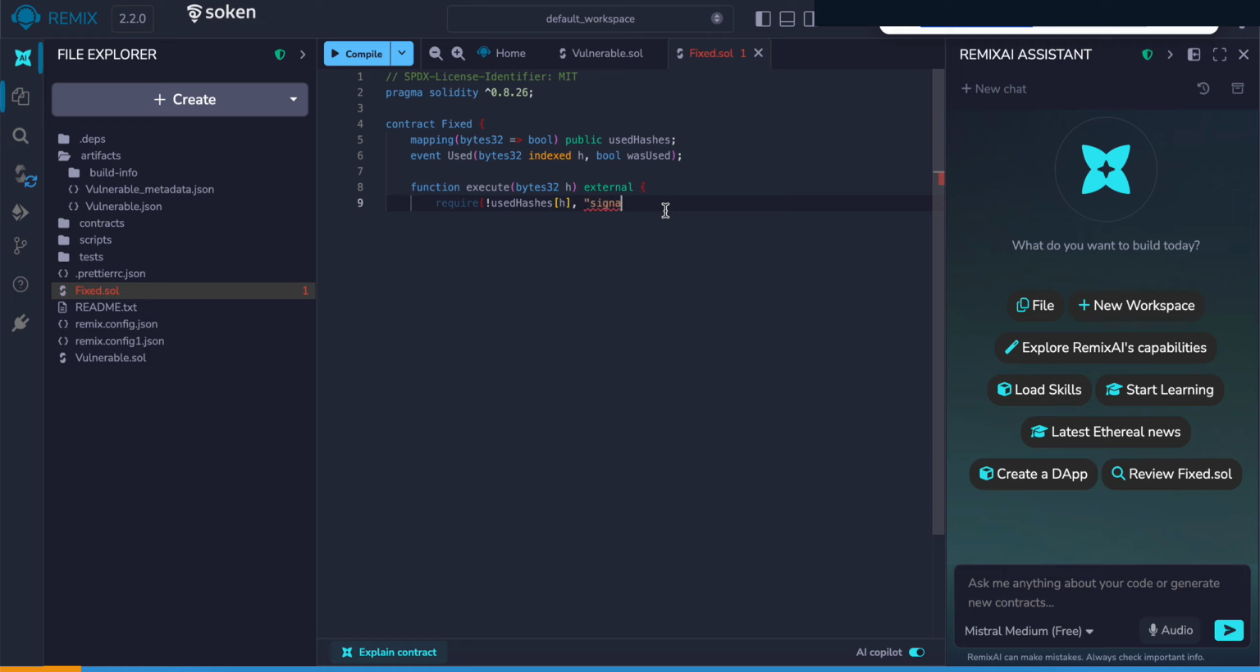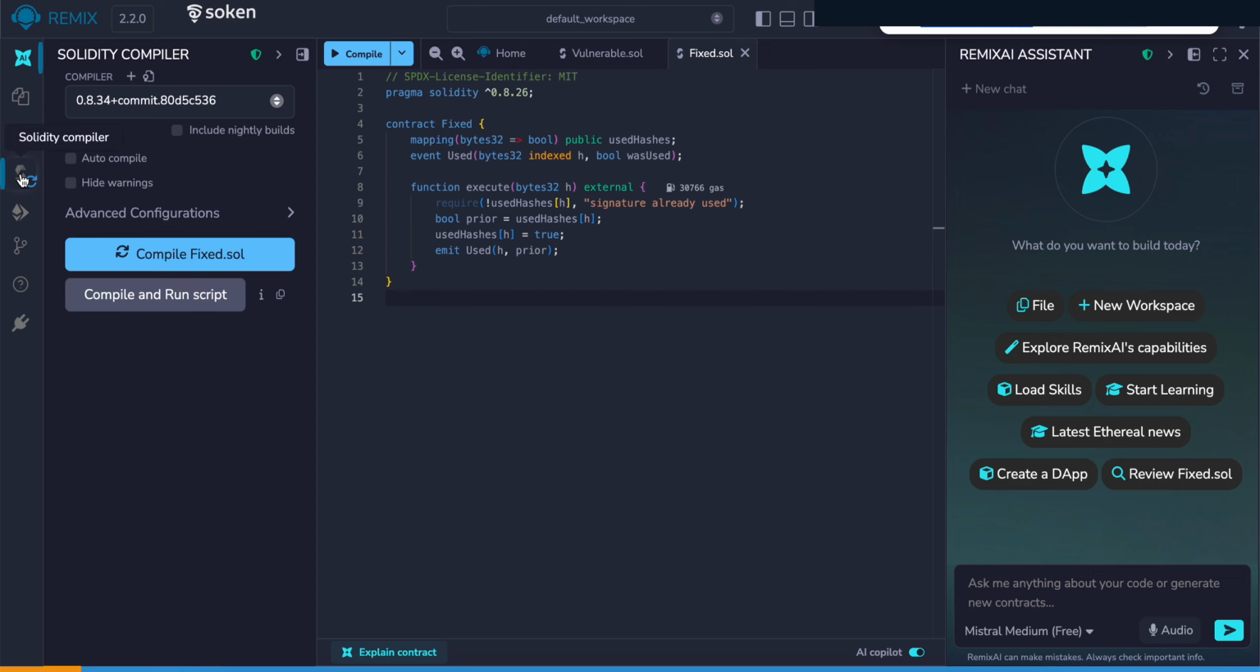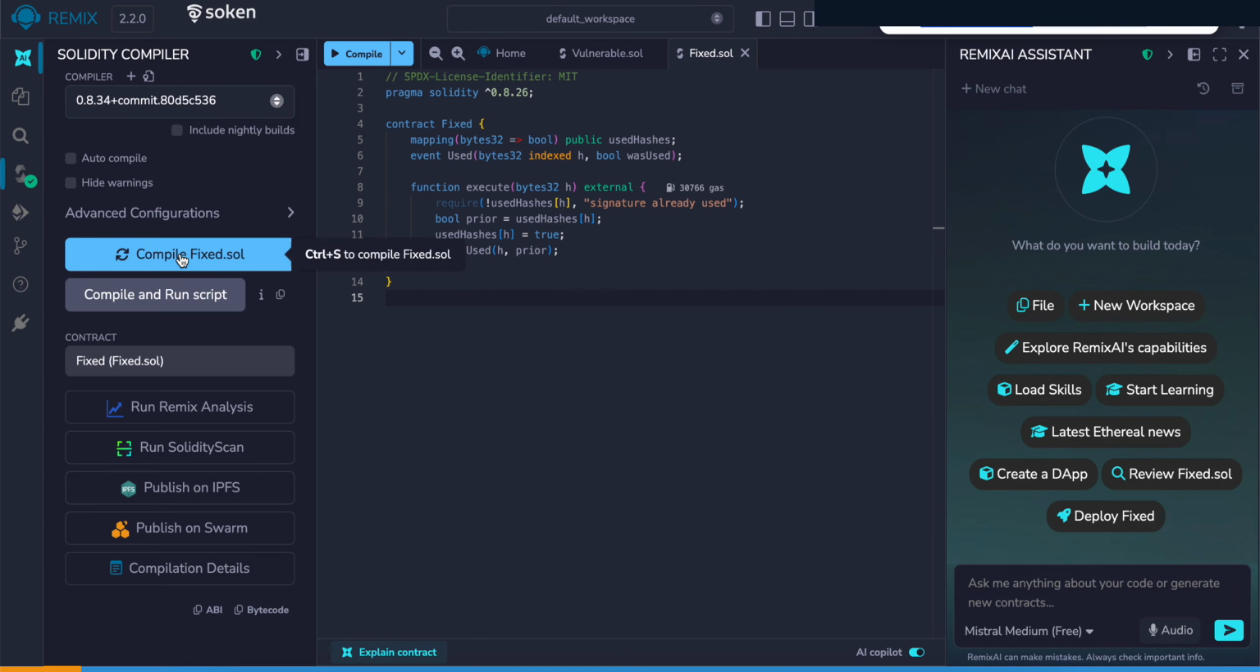The second call with the same hash hits the require, and the transaction reverts. No state changes, no funds move. The attack ends. Compile Fixed.sol, green check. Both contracts compile identically. The difference between them is one require statement.